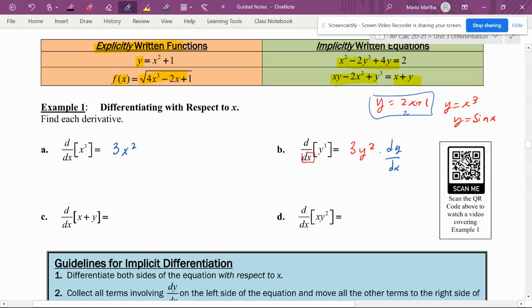Here, you don't have to do the substitution because we don't know what y is necessarily. We can actually find out what it is later on, knowing some things. But for right now, whenever you differentiate y, you have to make sure that you attach the dy dx. All right, so let's look at example C right there.